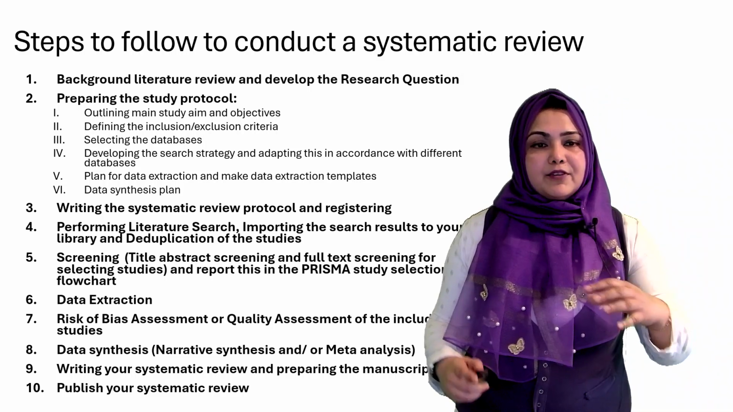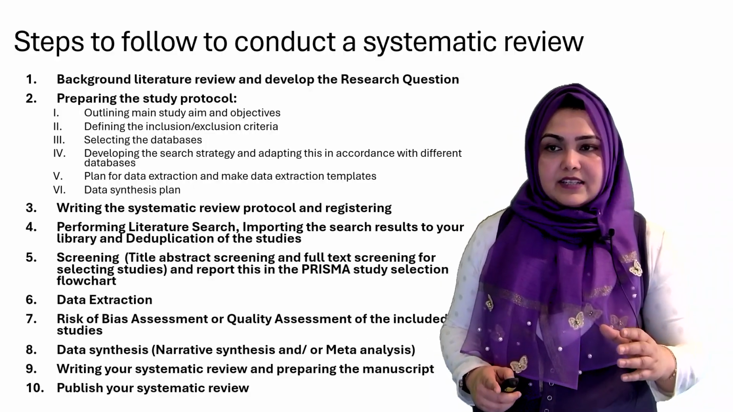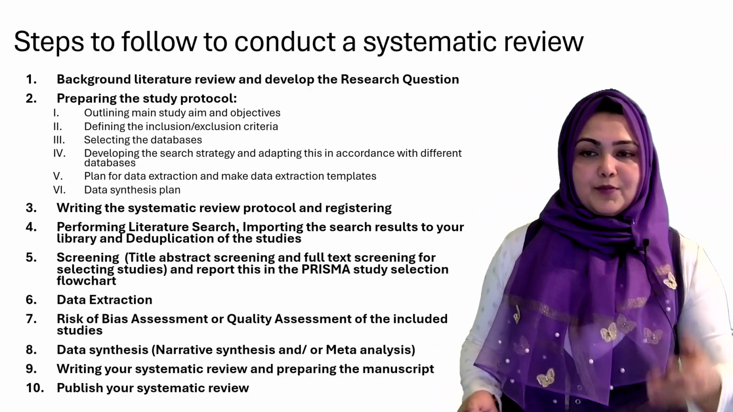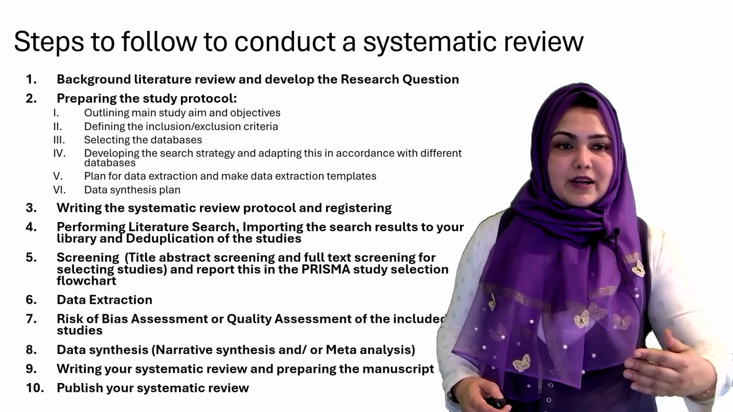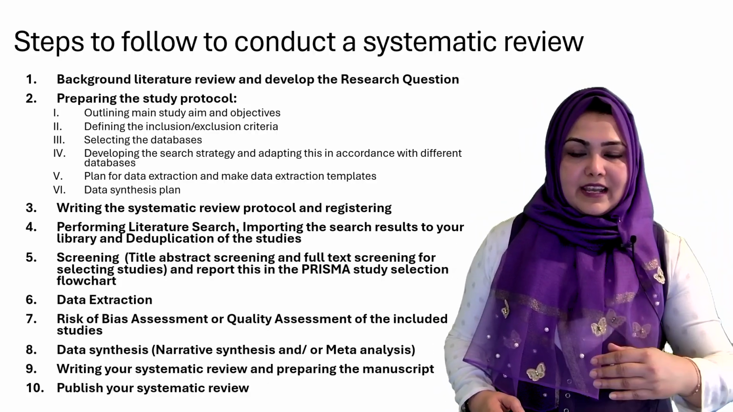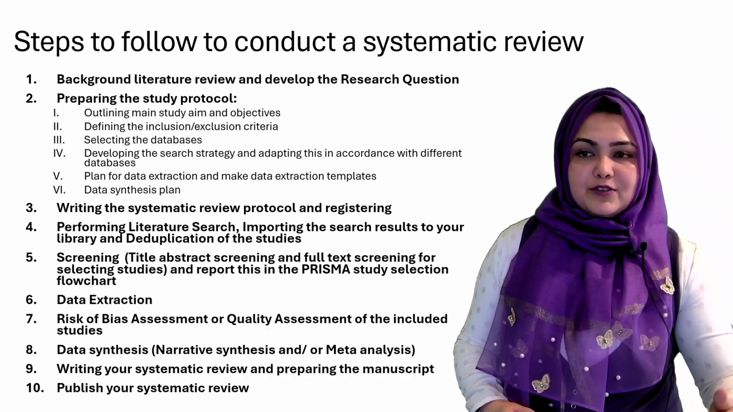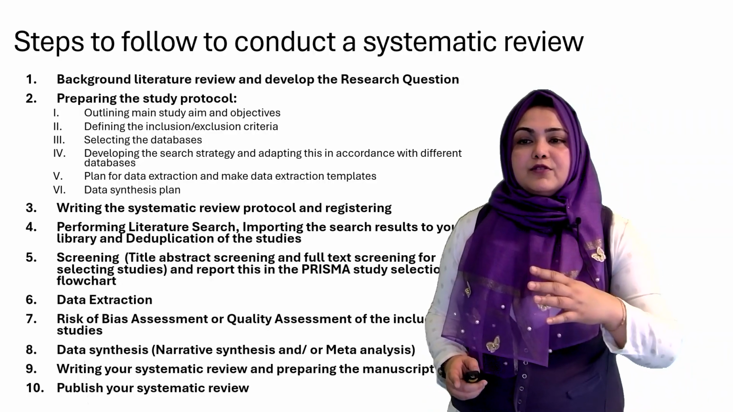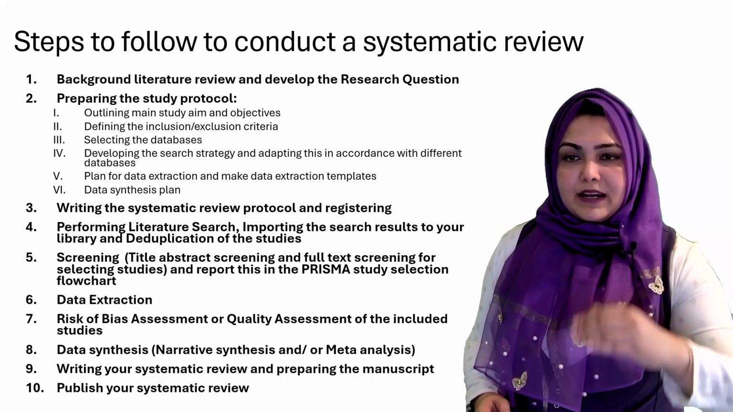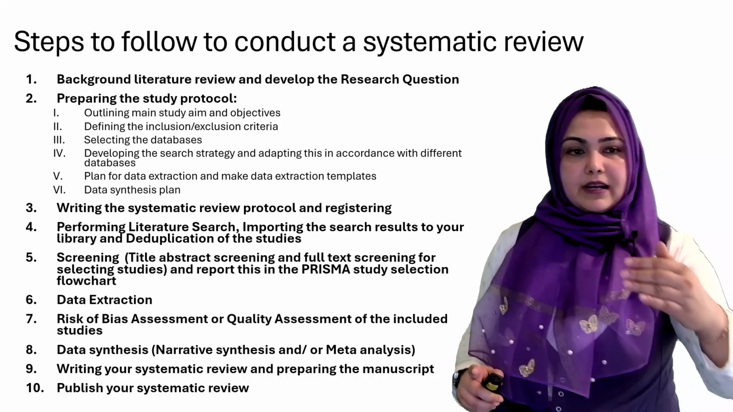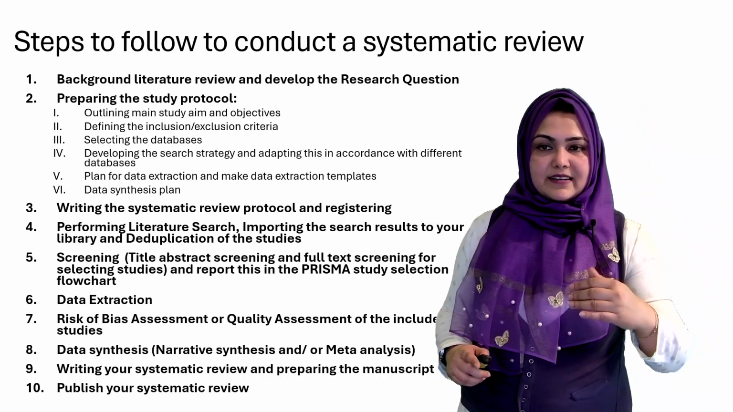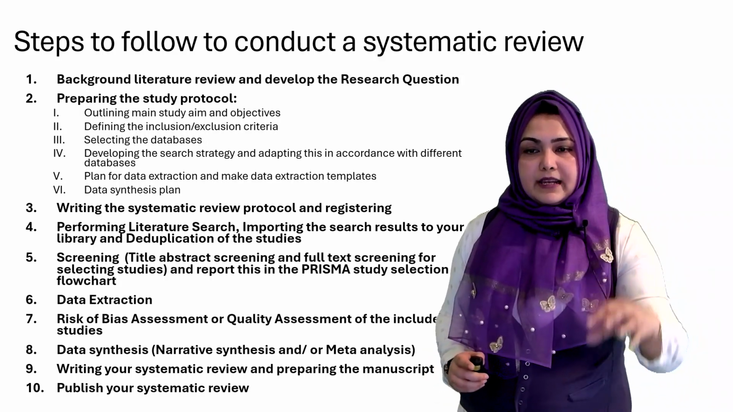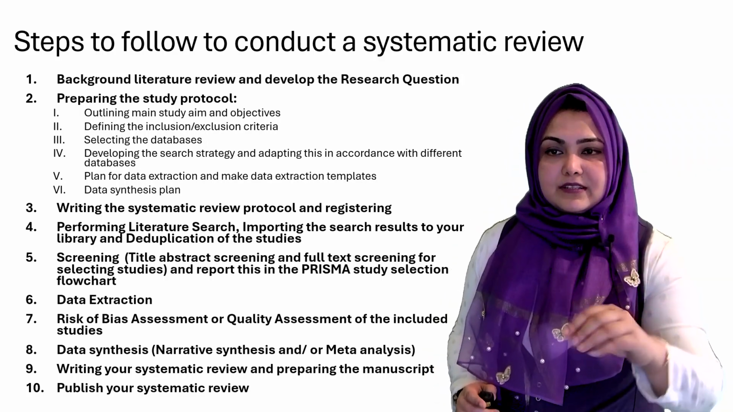Then when you have your specific research question defined, you'll move to the next step of preparing the study protocol. Protocol is kind of a recipe book where you will write down everything, the step-by-step process that you are going to follow to conduct your systematic review. So it will include outlining the main study aim and objectives. It can be one aim or you can have one primary aim, one secondary aim, and some specific objectives. Then defining the inclusion and exclusion criteria based on the research question.